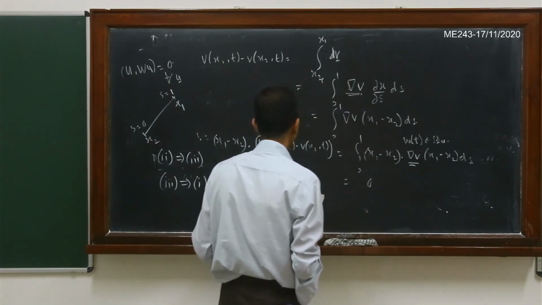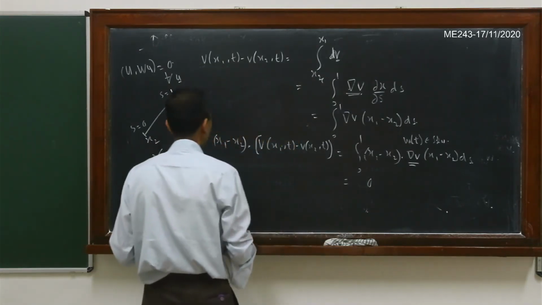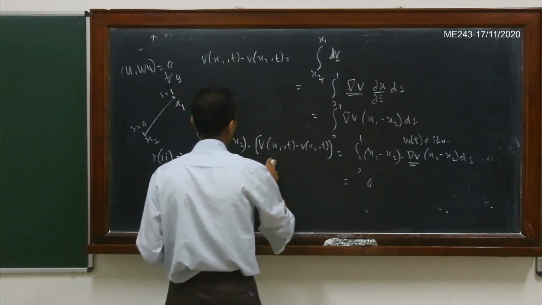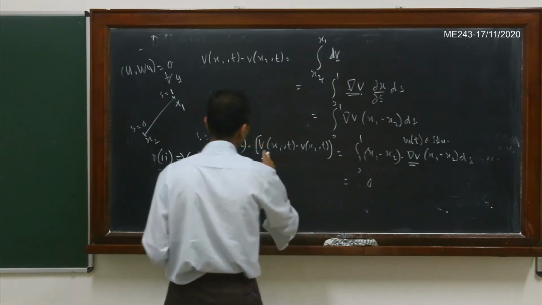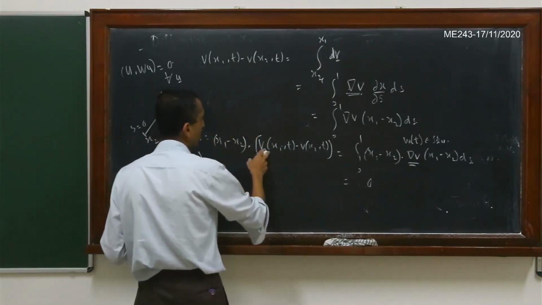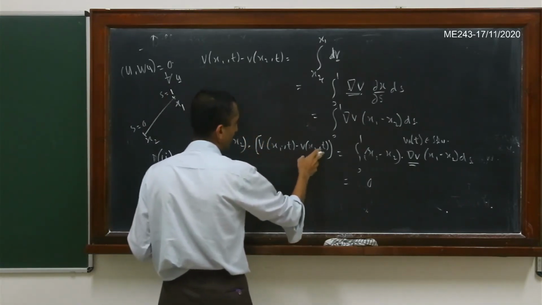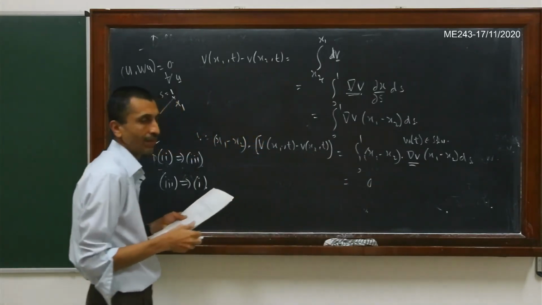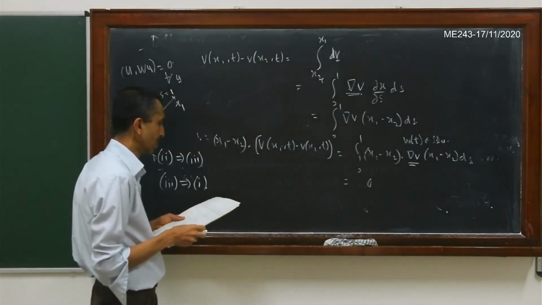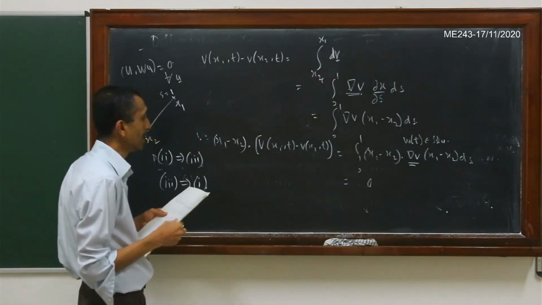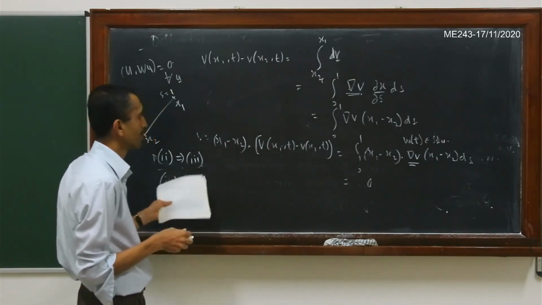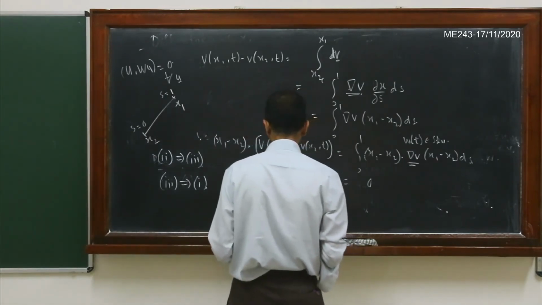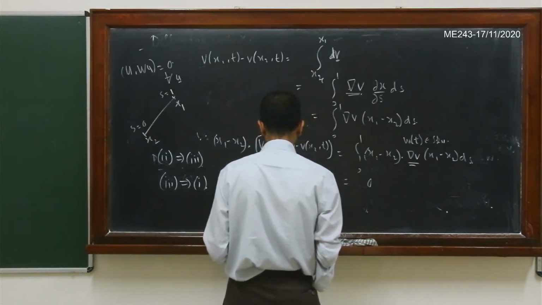So that shows that this was exactly our statement, exactly star, right? That x1 minus x2 dot v at x1 comma t minus v at x2 comma t is equal to 0. This was exactly the first statement here. So now we have shown that 3 implies 1, which is what we had set out to prove. So that completes the proof of this particular theorem.